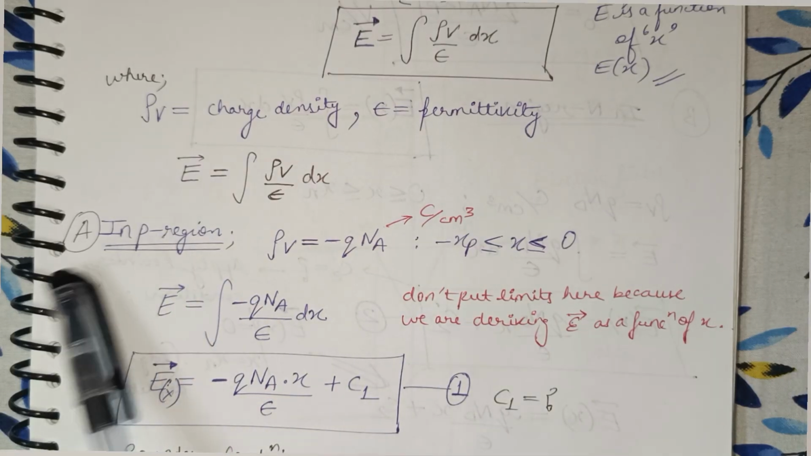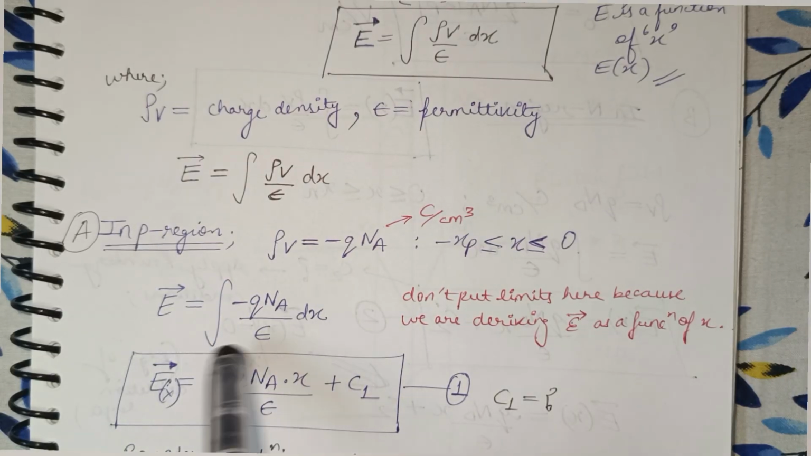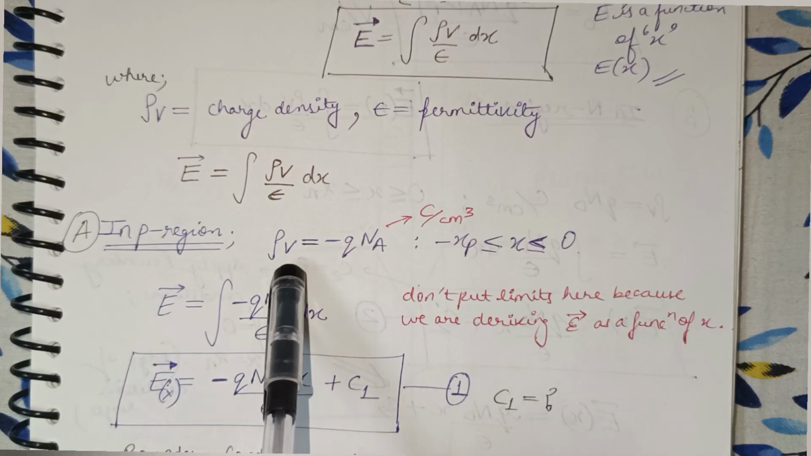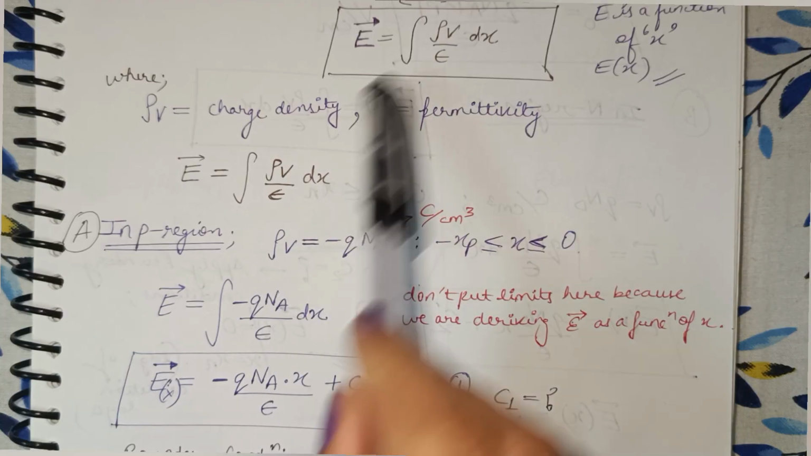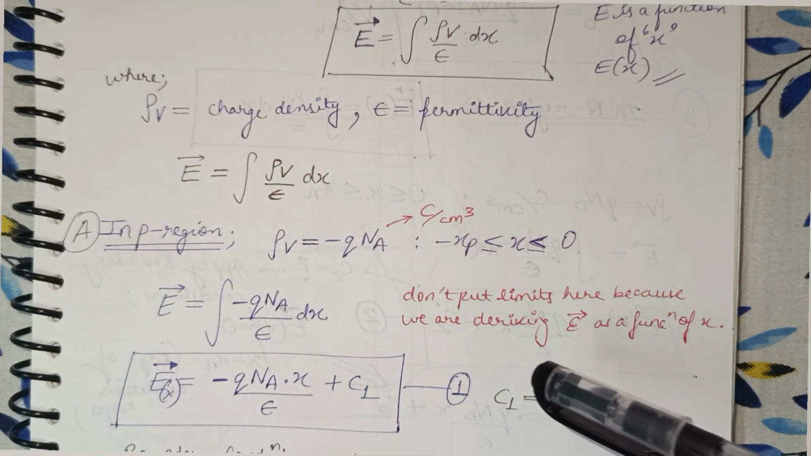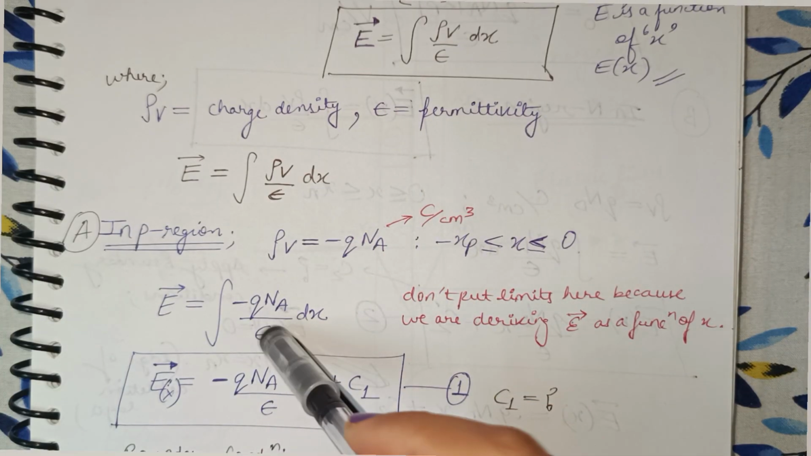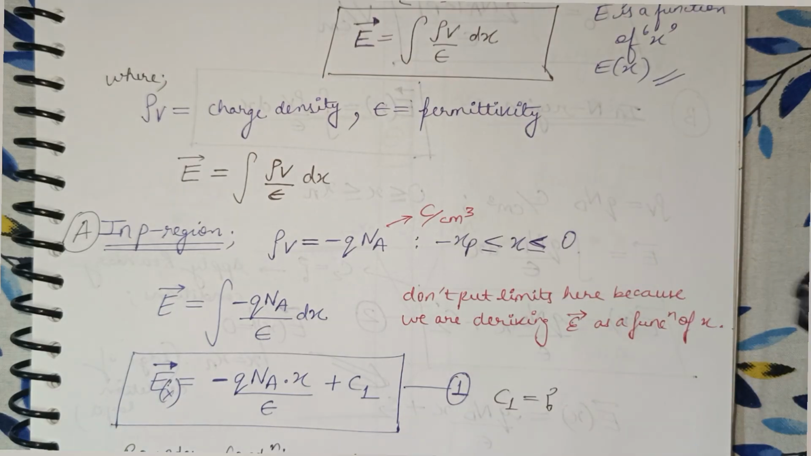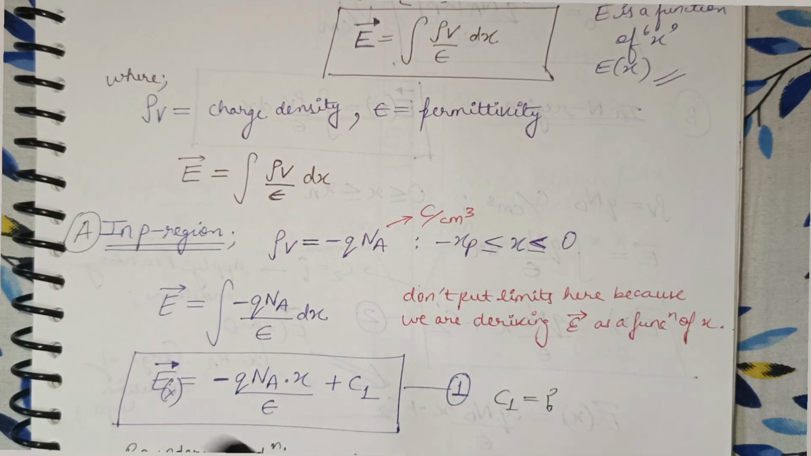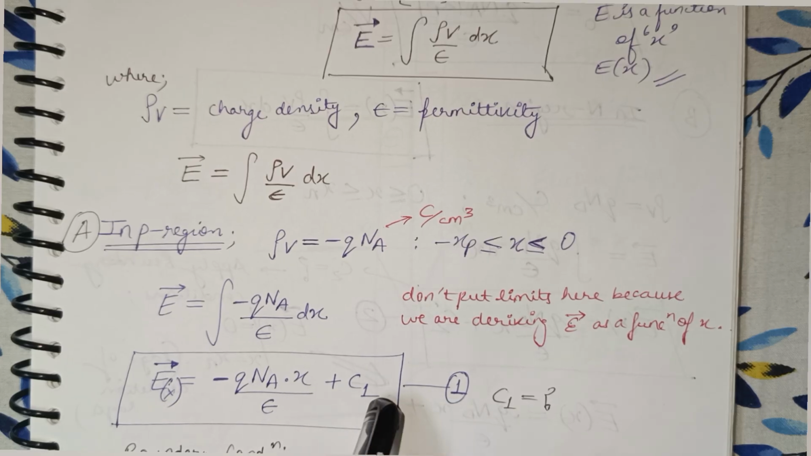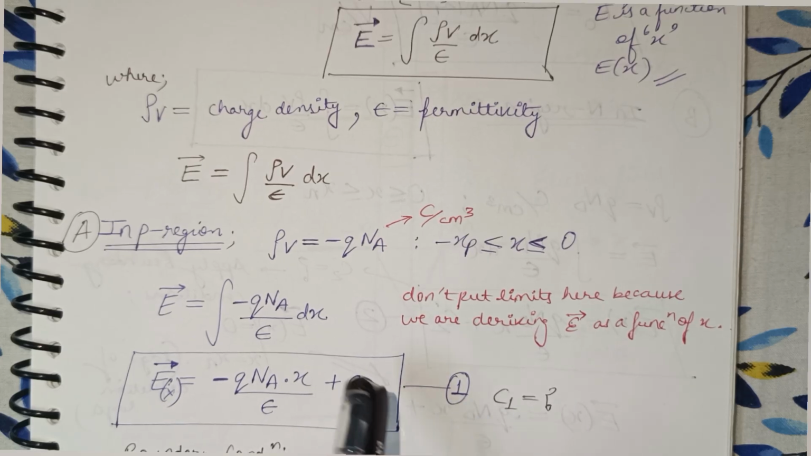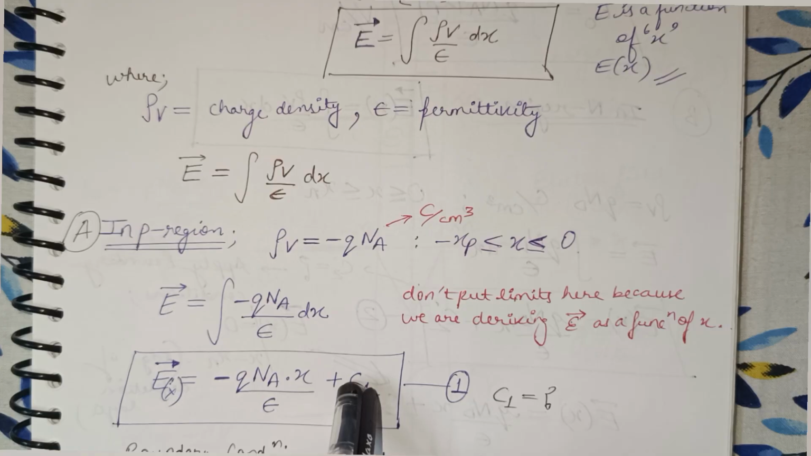Now if we want to calculate our electric field in the P region, we know the value of rho v, it is minus qNa, we have already seen that, and we will put this in our equation, which is rho v by epsilon, and we get minus qNa by epsilon dx. So if we integrate it, we are putting electric field as a function of x, so we have written Ex, and this will come as x, and now there will be some constant. So how can we obtain this constant c1?